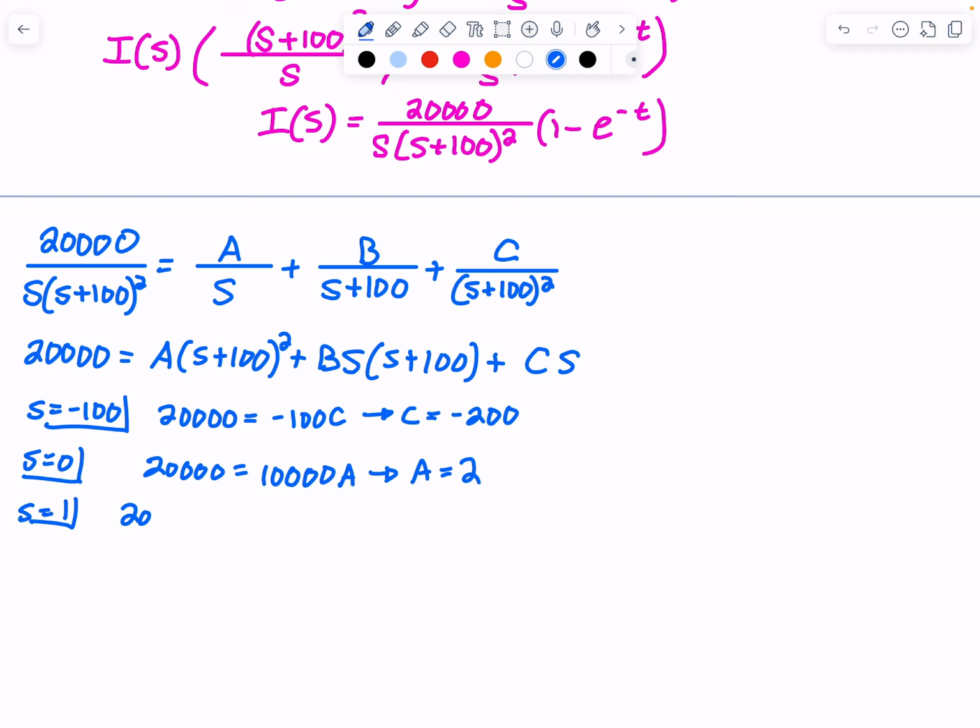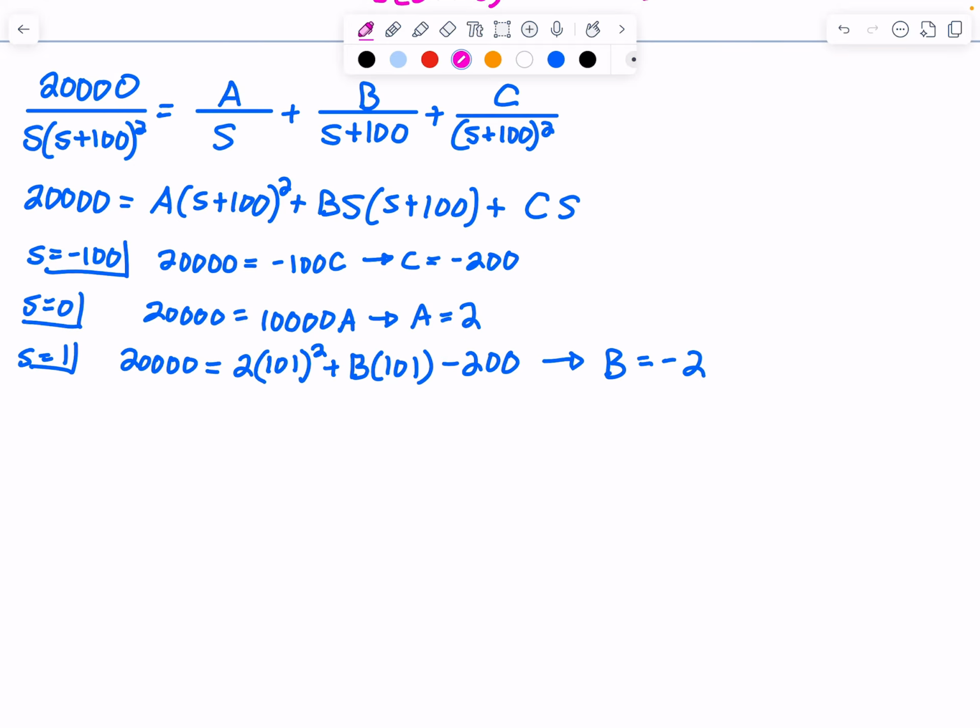And then the last thing, S is 1. I get 20,000 equals, and I'm going to plug things in. I get 2, because A is 2, times 101 squared plus B times 101 minus 200. Okay, I'm going to go ahead and give you what B is. B is -2.